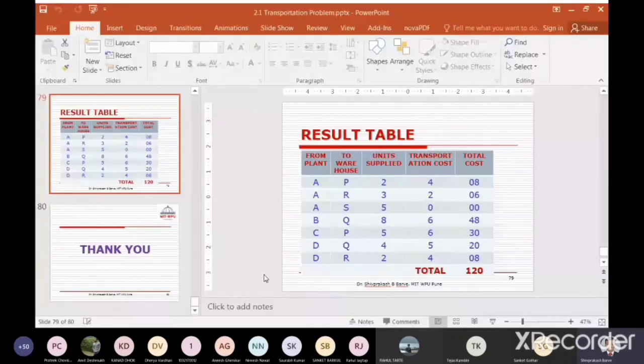We stop here, and you see we have considered all the possible special cases in the transportation unit.